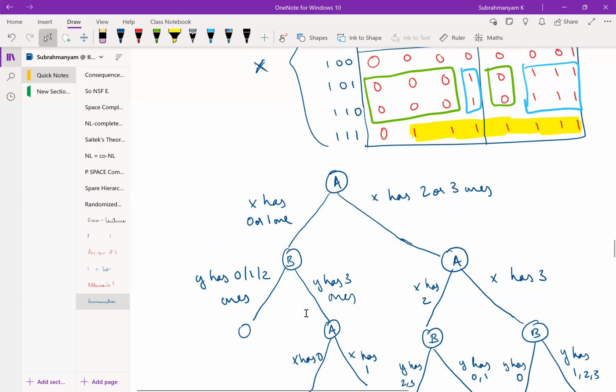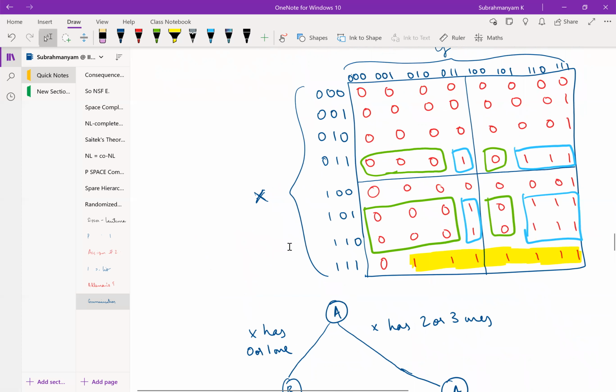So maybe we'll just check one more. What does this leaf correspond to? X has 0 or 1, 1. Y has 0, 1 or 2 ones. So 0 or 1, 1 is these three, and the fourth column.